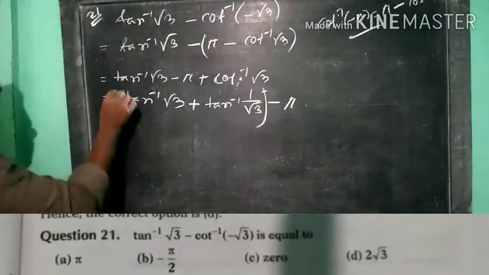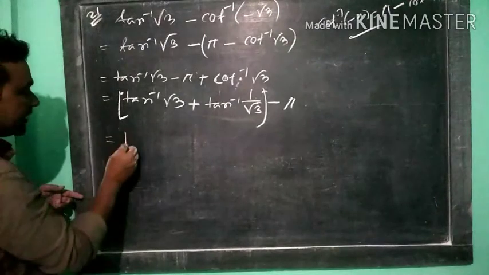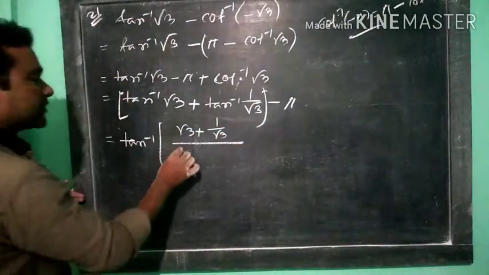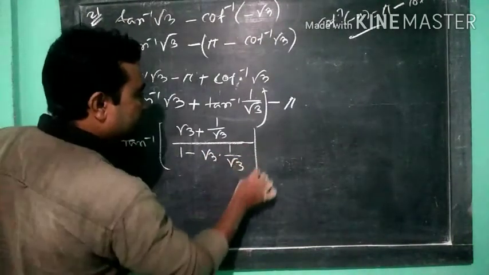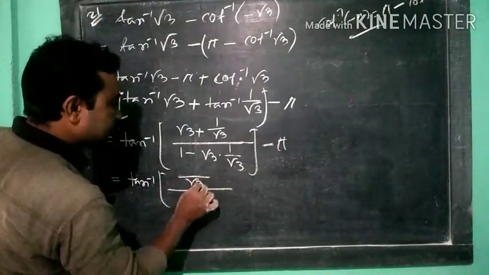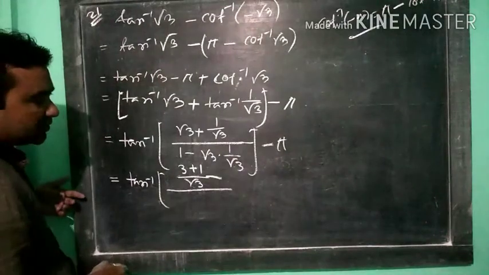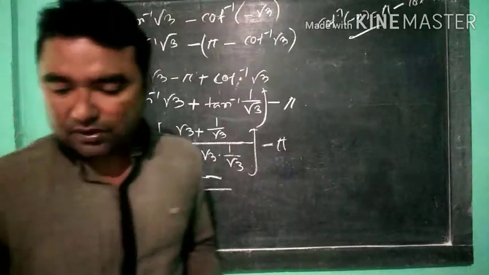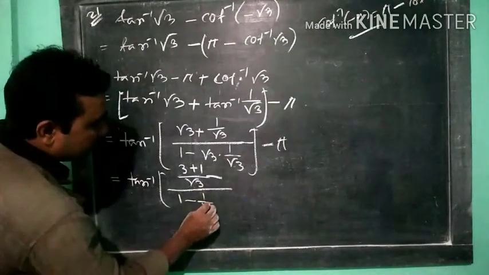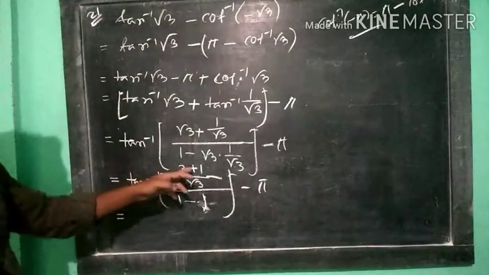If we use the formula tan inverse of x plus tan inverse of y, then this can be written as tan inverse of x is root 3 plus y is 1 by root 3, divided by 1 minus root 3 into 1 by root 3, minus pi. Here root 3 is the LCM, then 3 plus 1, and here this cancels out, then 1 minus 1 equal to 0. So tan into 0, the value becomes infinity.